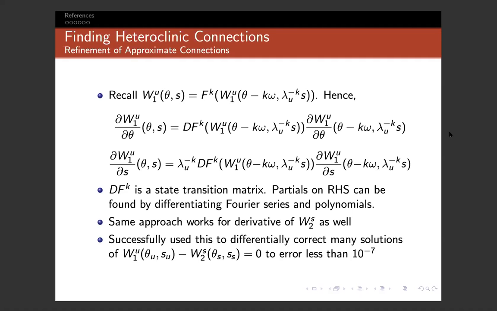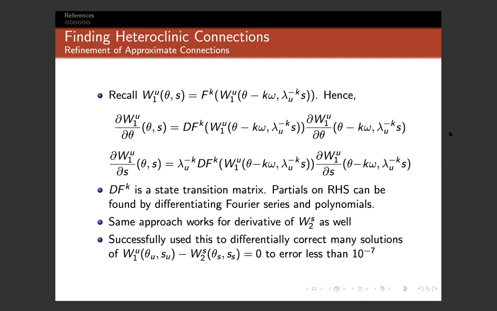Now that lambda u to the negative k times s is small enough, we can evaluate W1 there, and then find Df^k at that point, where Df^k is essentially a state transition matrix, which you can find using variational equations. Then partial W1, partial theta is evaluated at that theta and lambda u to the negative k times s. That's the differentiation of a Fourier-Taylor series, because for this small enough s value, it's valid. So that's found using the Fourier-Taylor series. The other Df^k is found using the state transition matrix.